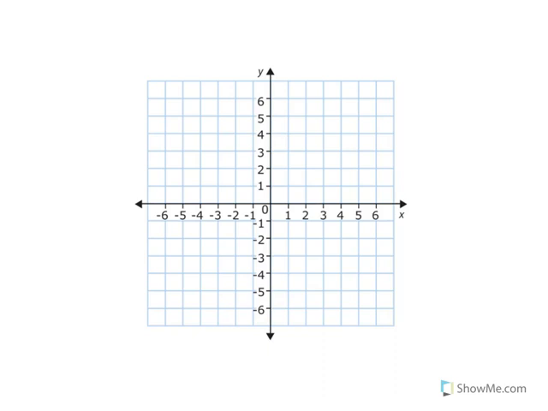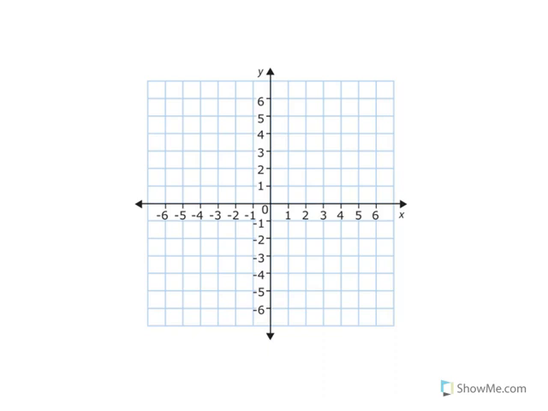This can be confusing because when you look at the graph, the y-axis is vertical, but when y equals a number, it is a horizontal line. This also applies to the x-axis. When you look at the graph, the x-axis is horizontal, but when x equals a number, it is vertical.